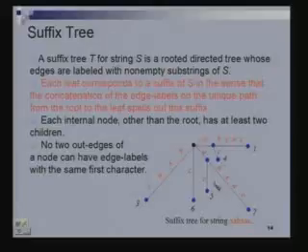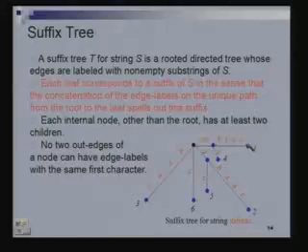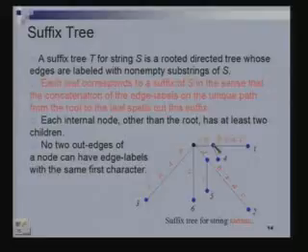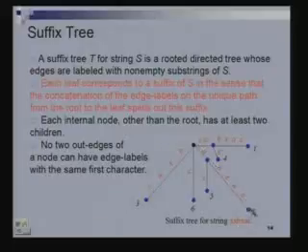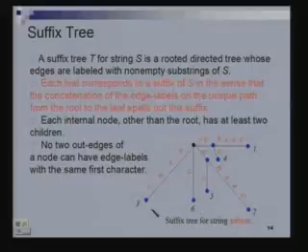What are these numbers written here? Numbers, the starting position of that suffix. So this corresponds to XABXAC. What is the starting position? 1. This corresponds to XAC. Starting position 4. This corresponds to ABXAC. Starting position 2. AC, starting position 5, and so on and so forth.